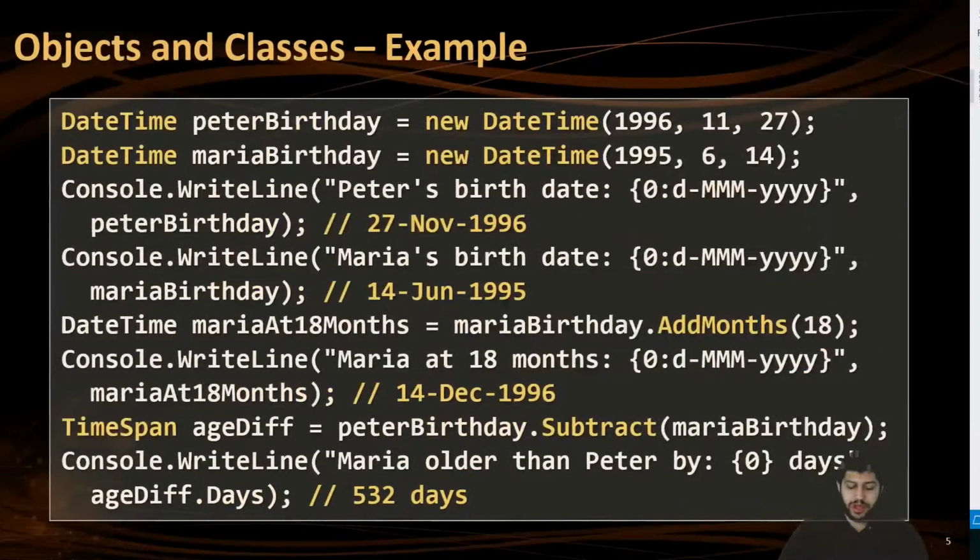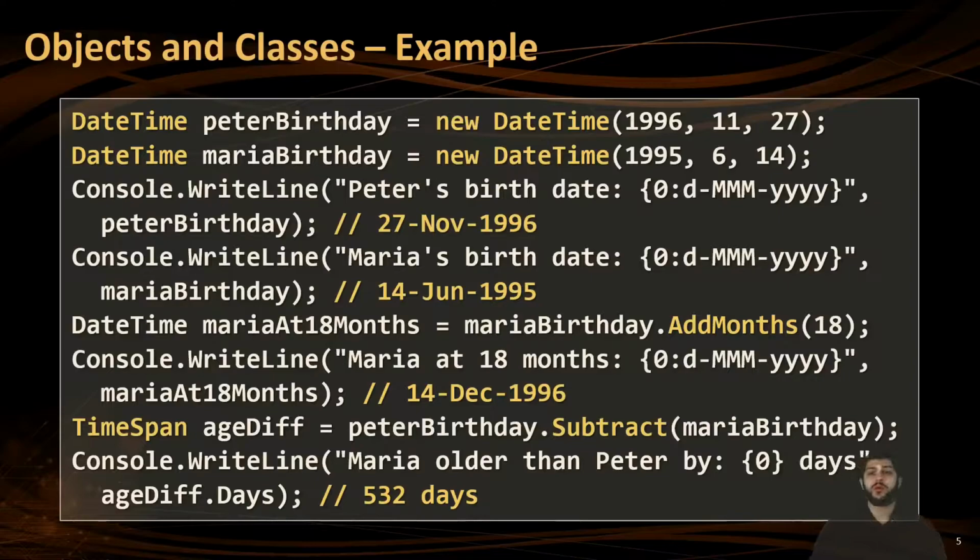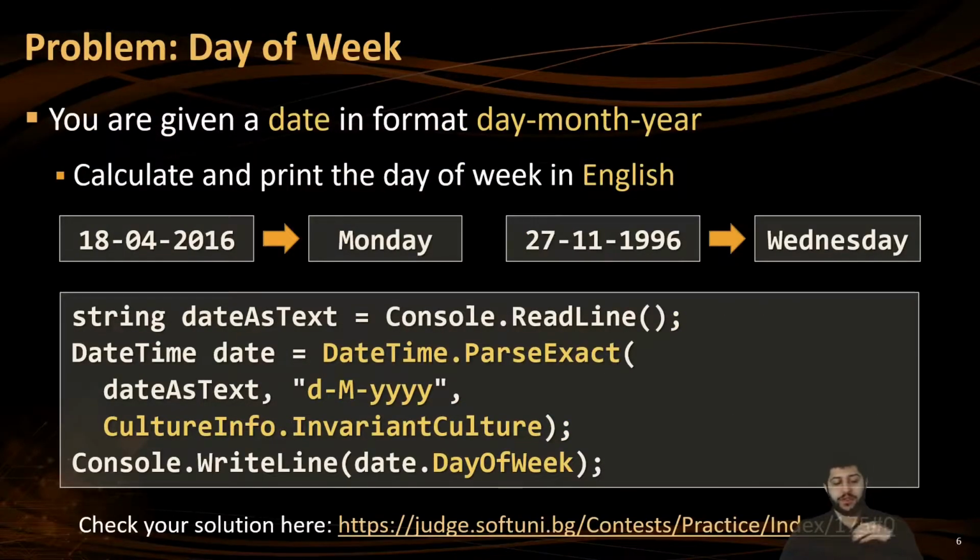Now, you can play around with this. I encourage you to play around with a datetime object, and this will help you understand what happens if you still haven't. The first problem that we are going to solve using the datetime object, or using any classes or objects at all, is going to be called day of week.